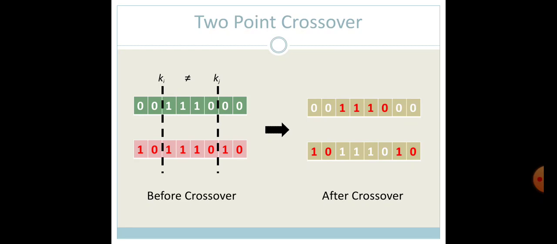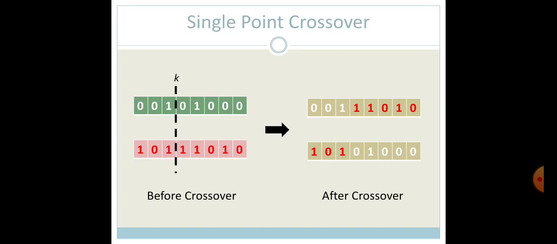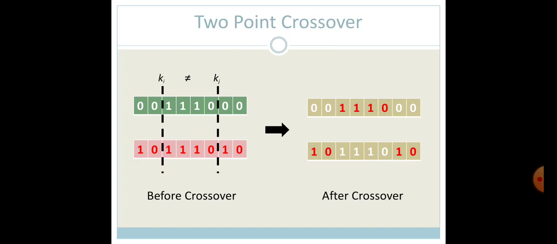If you can understand this point, then you can easily understand 2-point crossover. 2-point means there will be two crossover points or 2 K points. Here the 2 K points are ki and kj, and these two values should not be equal. If they are equal, then the crossover becomes single point crossover. Now the child population value becomes 0 0 from the first parent gene, then 1 1 1 0 from the second parent gene, then again taking the values 0 0 from the first parent gene. Similarly, 1 0 1 1 1 0 1 0 is the value of the second child population.